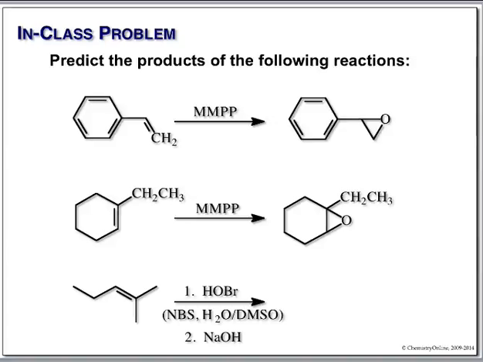And finally, this is a two-step reaction. Step one, we're going to add HOBr. Remember, the reaction is Markovnikov relative to the hydroxyl group. So our intermediate here, this would be a secondary carbocation, that would be tertiary. So the hydroxyl group will add here. When we treat it with base, we get an alkoxide, bromine leaves, and we make the epoxide.